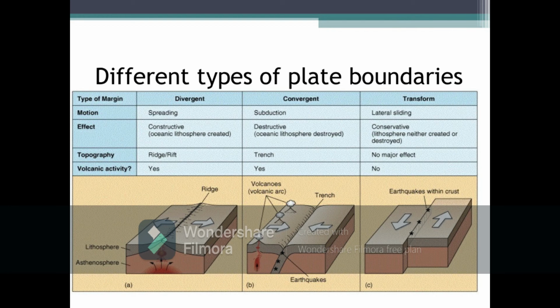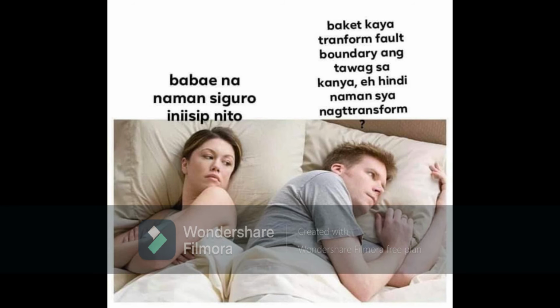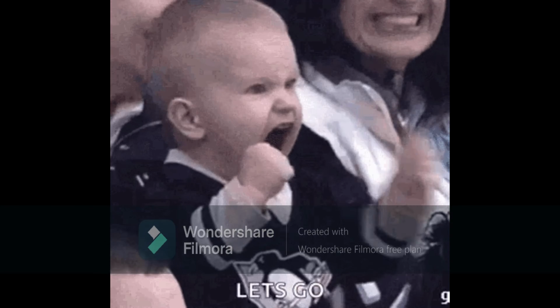Now you know the two types of plate boundaries. Let's go to the last type of plate boundary, the transform boundary. Miss Alerta and Miss Mausay will discuss the transform boundary. Let's go.